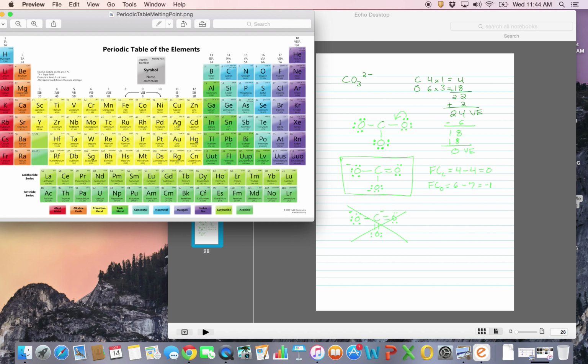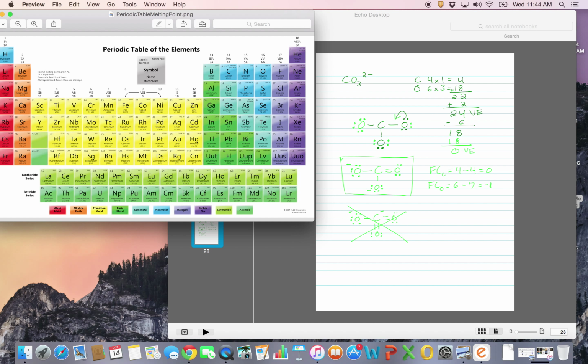Now, carbon likes to be in the middle of things. It likes to be the central atom. So the first thing that we should do is create 3 bonds to oxygen using 2 electrons each. That will use up a total of 6 valence electrons. That will leave us with 18 valence electrons left.